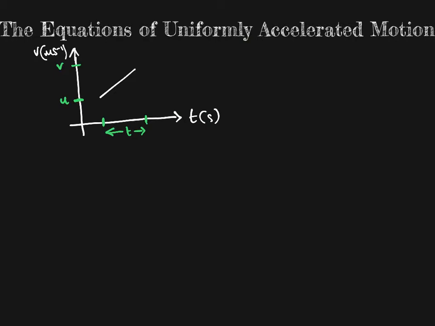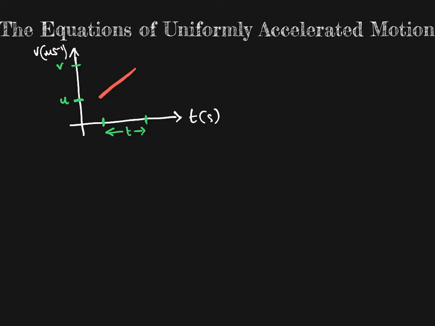We're going to use this rather boring velocity time graph to come up with two equations of uniformly accelerated motion. Note that on this section of the graph, the graph is straight, so the acceleration is uniform.